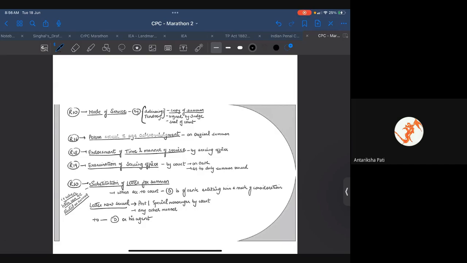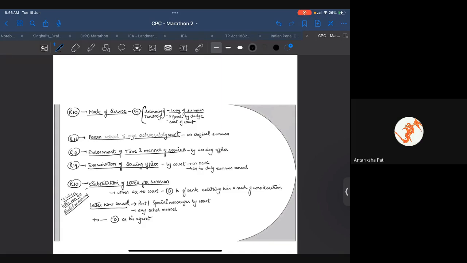a copy of the summons signed by the judge and sealed by the court to the defendant. It can be delivered. Now Rule 16 says the person served is to sign an acknowledgement on the original summons. Then there is endorsement of the time and manner of service by the serving officer, and the endorsement has to be given as well. If there is a doubt as to whether service has been done, the serving officer can be examined on oath as well. Rule 30 is substitution of a letter for summons.